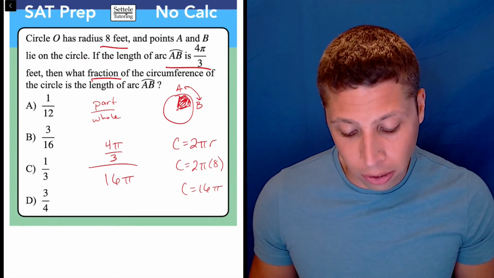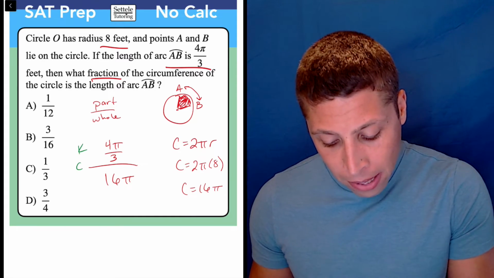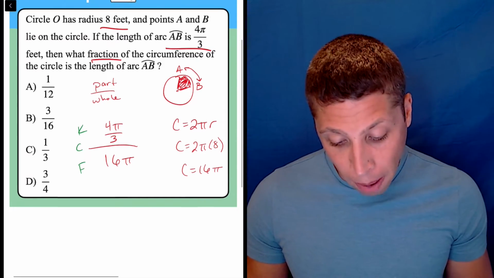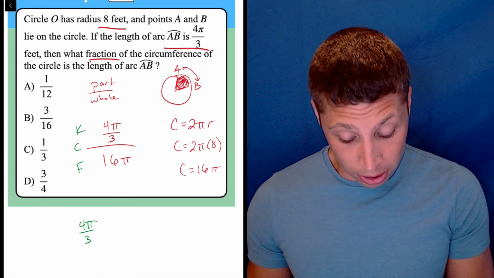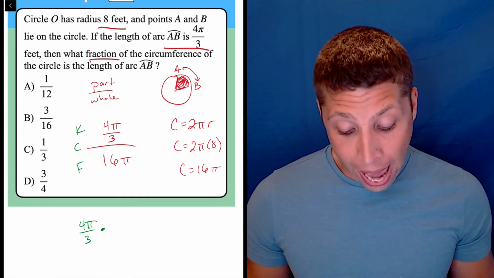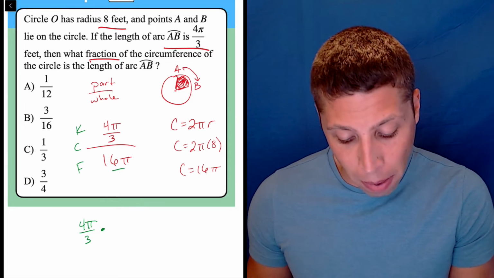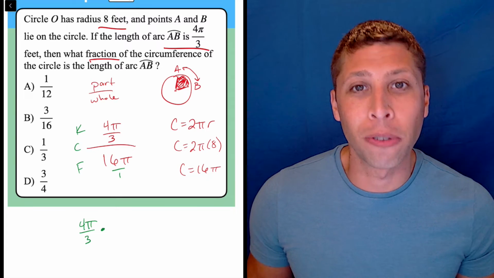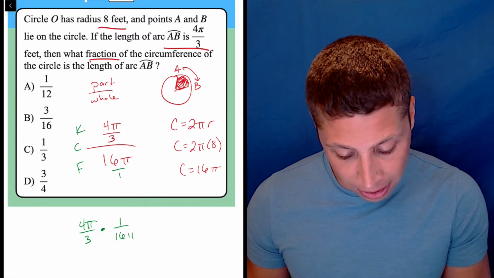All we really need to know here is the rules for dividing fractions, which are to keep, change, flip. Keep the top fraction the same, so that's going to be 4 pi over 3. Change division into multiplication, so that is multiplying, and then flip the bottom fraction upside down. Now I know it doesn't look like a fraction, but remember any number can be a fraction if we wanted to just by putting it over 1. So we're going to flip that so that it's 1 over 16 pi.